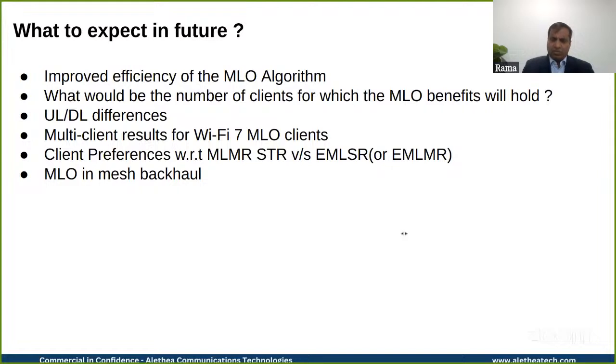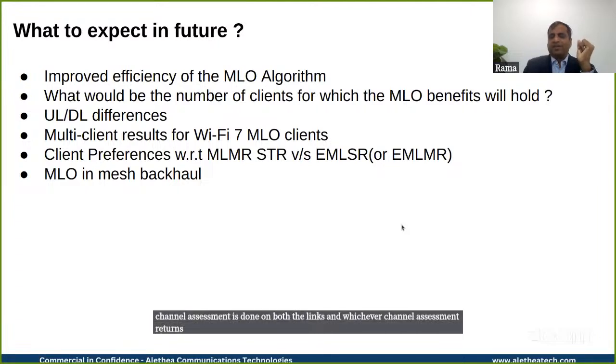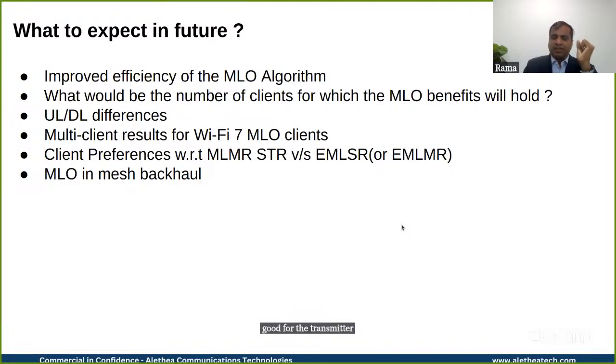So there is this question: if there is interference on both channels, how does it decide? No, it is not like that. At a specific instance, channel assessment is done on both the links, and whichever channel assessment returns good for the transmitter, it will be transmitted. Any change for WMM in MLO? I don't think there is anything to do with WMM as far as MLO is concerned.